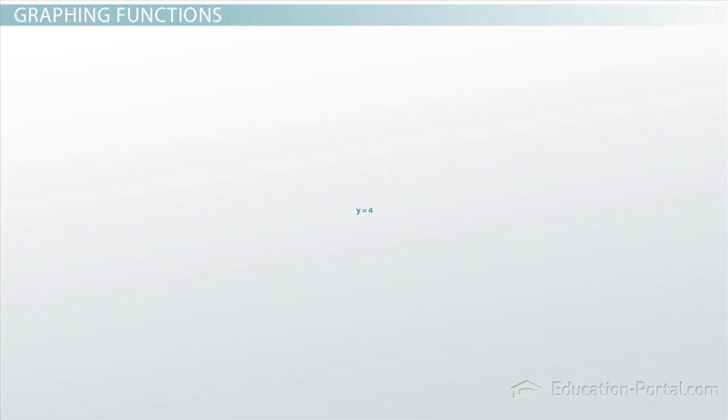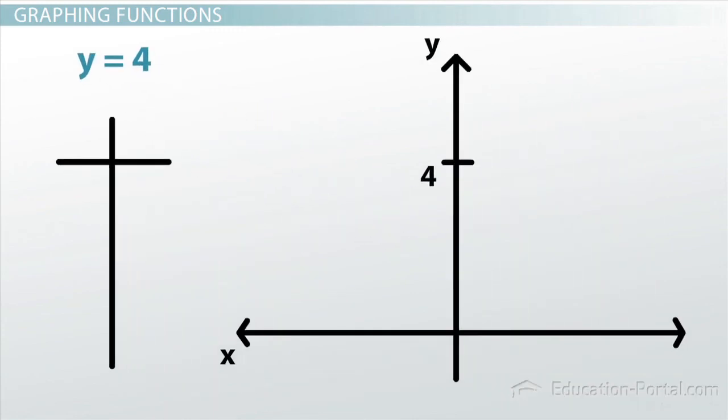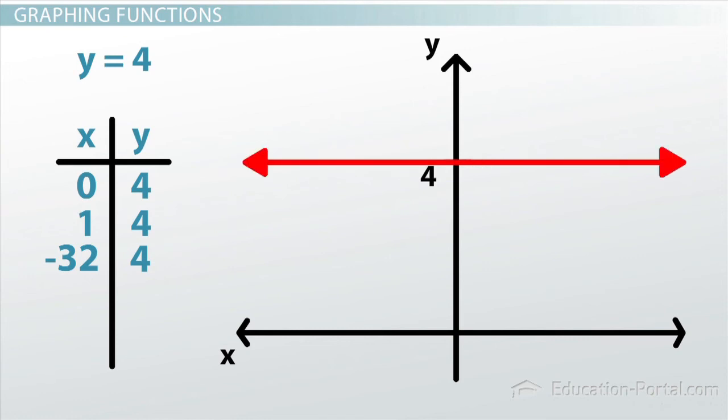Sometimes we'll want to plot something like y equals 4. Well, what is x in this case? Let's look for ordered pairs that satisfy this equation. Well, x equals 0, y is going to be 4. When x is 1, y is 4. When x is minus 32, y is 4. It really doesn't matter what x is, y is always 4. So this is going to give us a horizontal line, because x can be anything, but y always has to be 4.